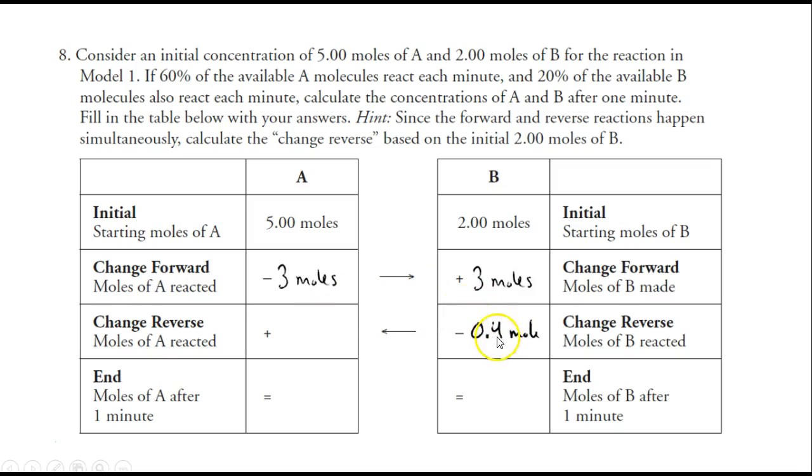Because it's a 1 to 1 ratio, if we lose 0.4 moles of B, we're going to gain 0.4 moles of A. Taking all these changes into account, the 2 moles plus the 3 minus the 0.4, at the end there's 4.6 moles of B remaining. Same thing on the A side, 2.4 moles of A remaining. This is the kind of math you have to factor in for a reaction that goes in both directions.